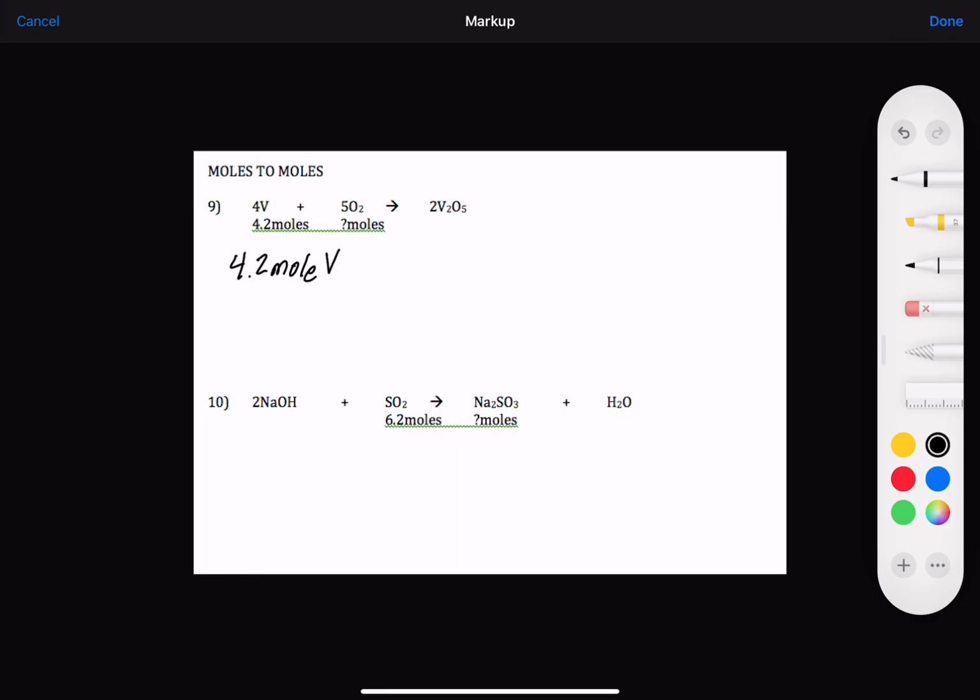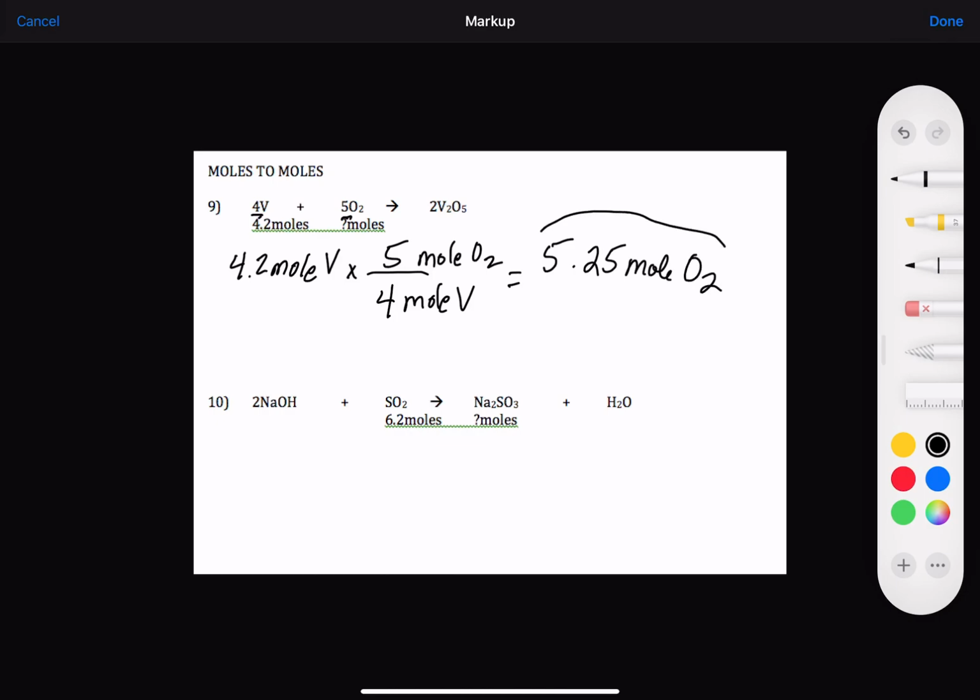So we already have moles, so we're not going to convert B to moles because there's already a mole. So we can go straight to the mole ratio, 4-to-5 ratio. So we'll put moles of vanadium on the bottom and moles of oxygen on top here. In front of the V, there's a 4, so you're going to put a 4 there. In front of the oxygen, there's a 5, so you're going to put a 5 there. So it's only multiplying by one fraction. So in your calculator, you take 4.2 multiplied by 5 divided by 4. And your answer is going to be 5.25 moles of oxygen. So that's the easiest one.